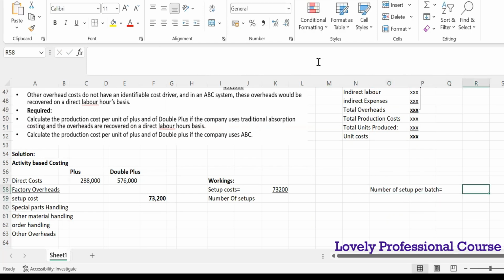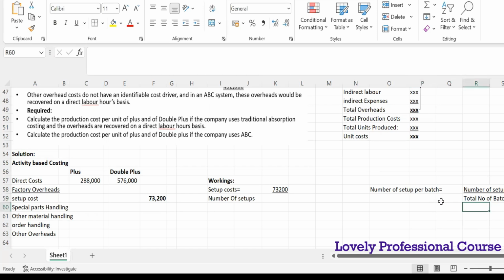Actually, they take number of setups and divide it by the total number of batches. Is it okay? They divide by number of batches. So if you do like that, you'll have total number of setups per batch, because you divide all the setups by the batches. You get per batch. If we say per, it means divided by.